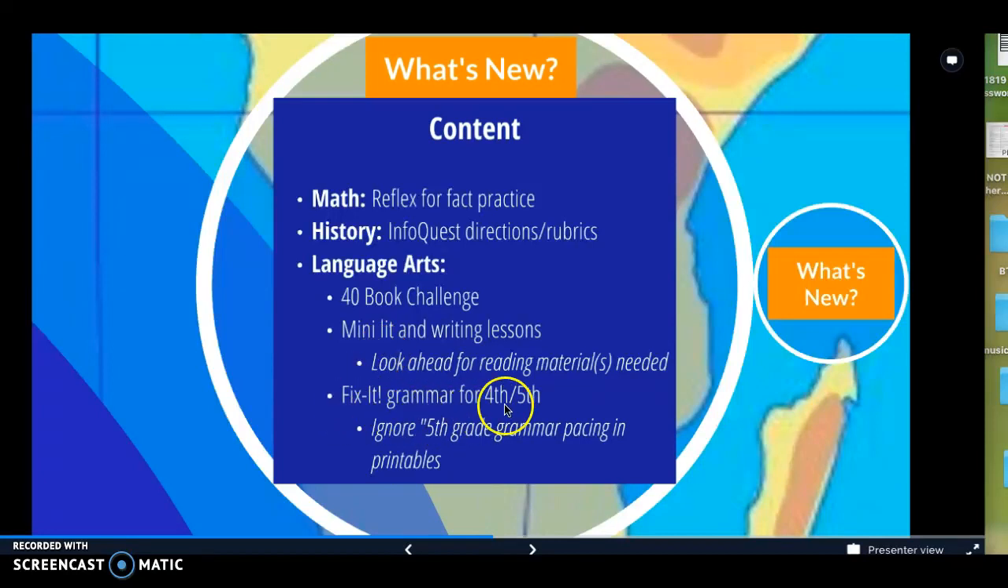Fix-It Grammar is new for 4th and 5th grade. In the printables for Unit 1 on the Start Here document, I did add 5th grade grammar pacing in the printables, and that was a mistake because our 4th and 5th graders are doing the same thing, and that's school-wide this year, not just for Flex. So just ignore that. It's correct in the Schoology lessons. It's just not correct on the printables. So 4th and 5th grade are both doing Nose Tree.